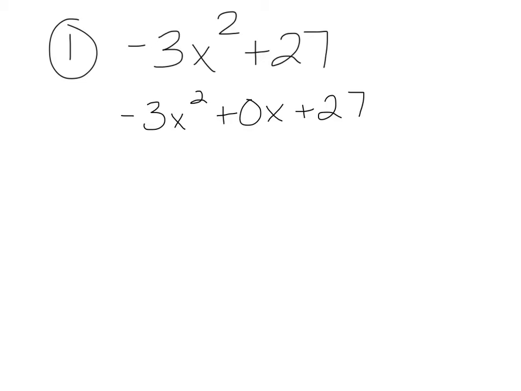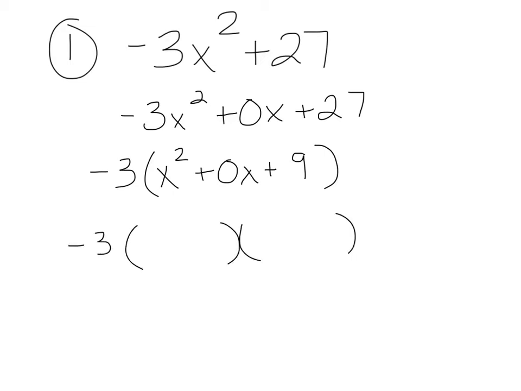Okay, now we look for a common factor. When you're looking for a common factor, don't really think about that 0x. Okay, what I want you to do is think about the negative 3 and the 27. And negative 3 goes into both of those, so we're going to pull a negative 3 out. When we do that, we're left with x squared plus 0x plus 9. And then we're going to factor out that parentheses, so the negative 3 stays on the outside. Put your parentheses, x and x gives you x squared. We want factors of 9 that are going to add up to be 0.